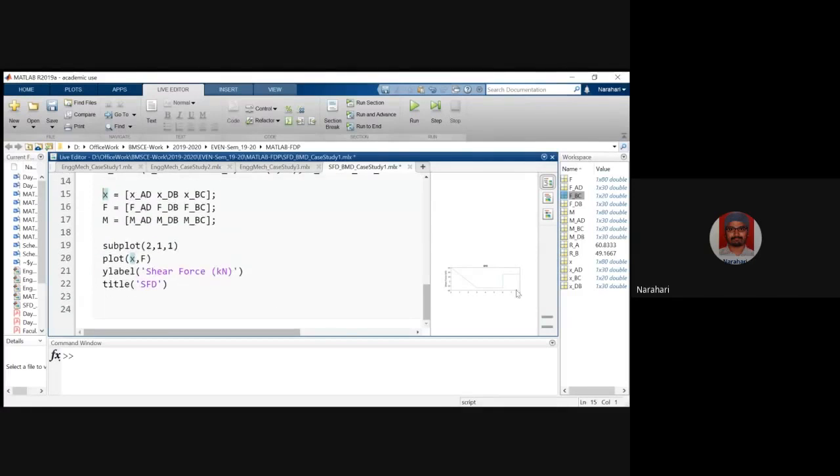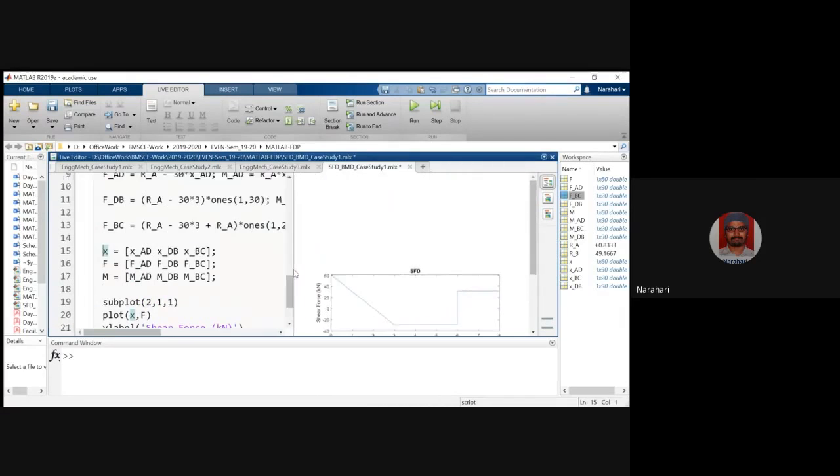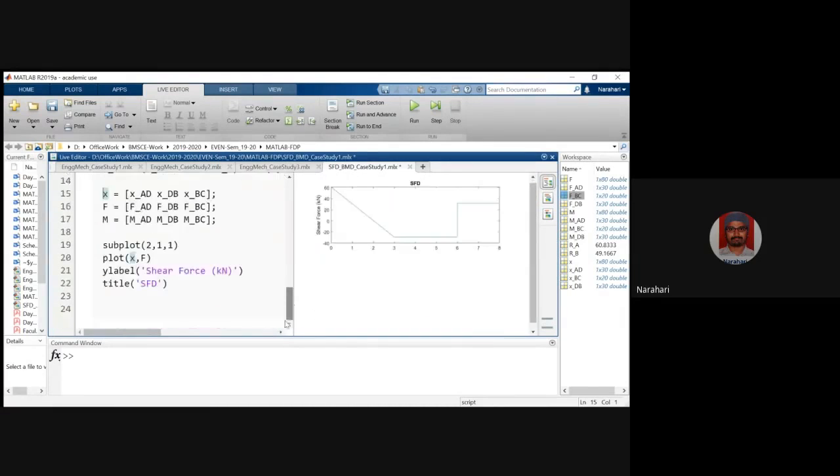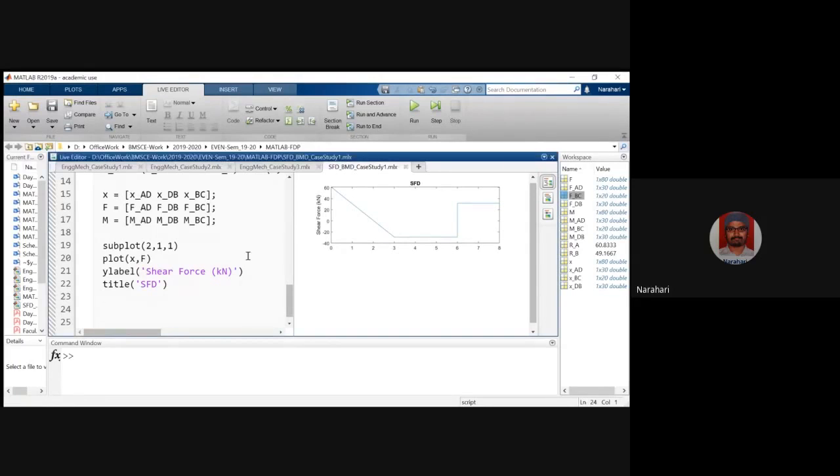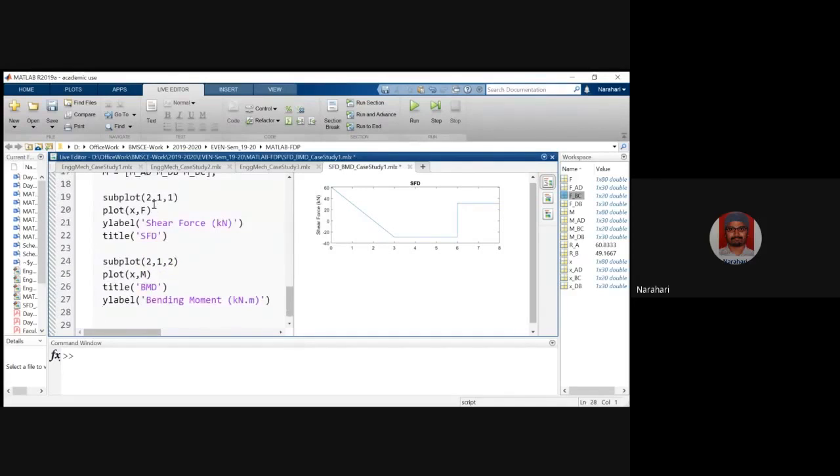So now I will enlarge this particular window. One second. Okay. Now what does this subplot do? Any idea? I think you people got this in day before yesterday's session. So this is a way of plotting multiple plots in the same window. Okay. So I will now plot. What I have done is I have plotted SFD. Now I will plot the BMD just below that. Now 2, 1, 1 tells how many rows, how many columns. Okay.